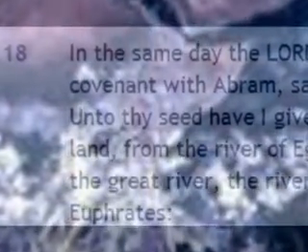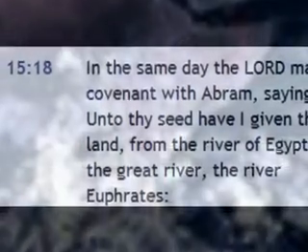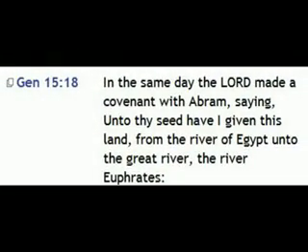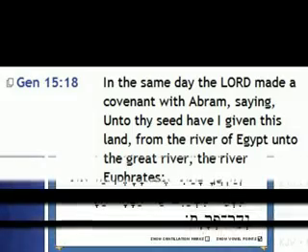He set the bounds of the people according to the number of the children of Israel. Now in Genesis chapter 15, verse 18, it specifies what Yahweh Elohim gave as the inheritance to Abraham and to his zar, to his seed, and specifically we're speaking of the Bani Israel, the Beta Israel.